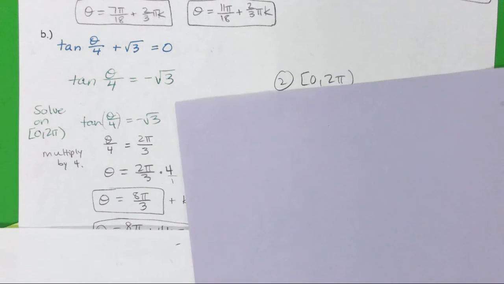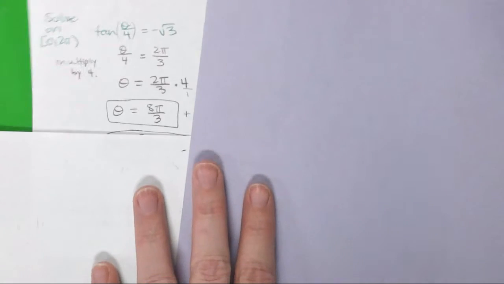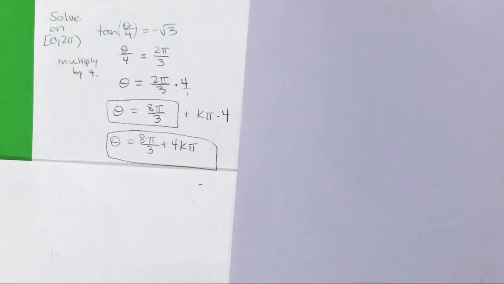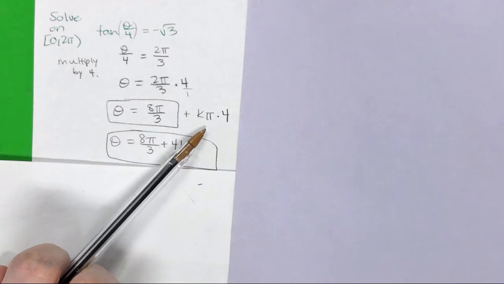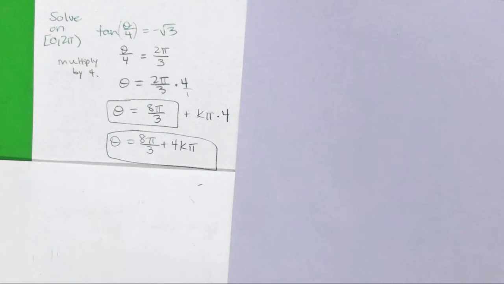So did you guys get 8 pi over 3? And then Susanna, it was plus what on the end? Okay, good. So how do you know it was k pi? Good. So it's tangent. So if you have the plus k pi, remember you want to take that and multiply by 4. Because you multiplied this by 4, you also want to multiply the k pi by 4. So your final answer is going to be 8 pi over 3 plus 4k pi, or 4 pi k.